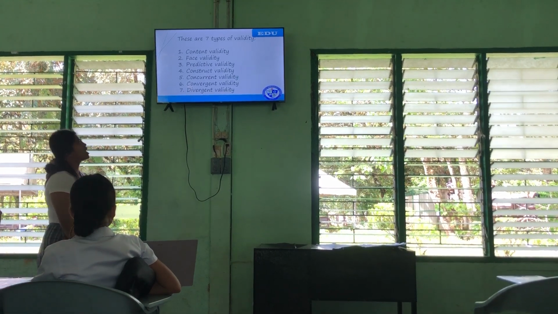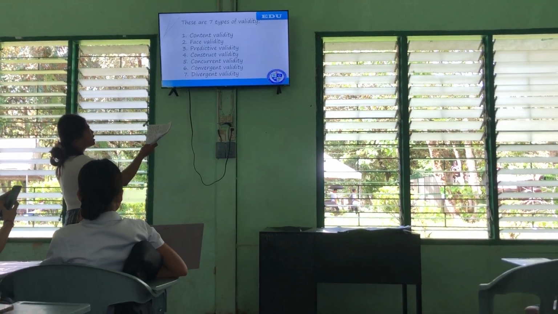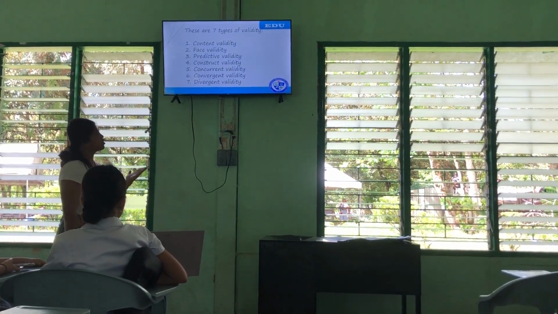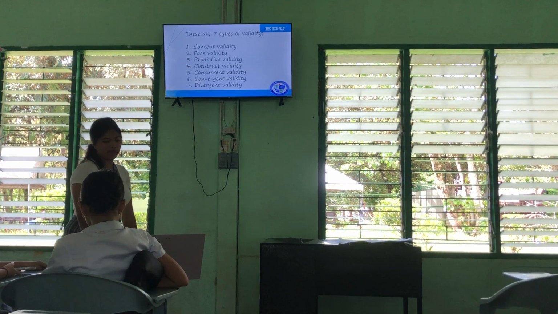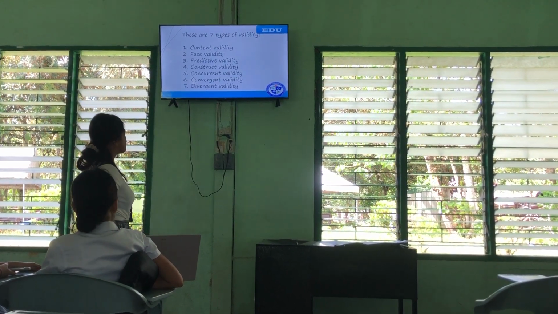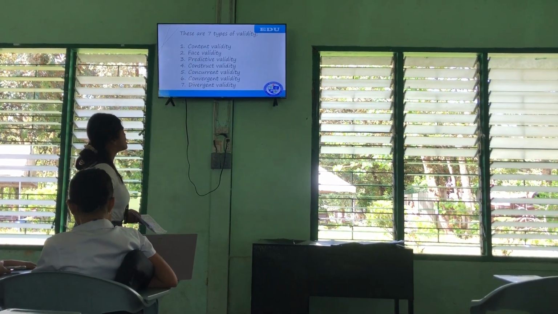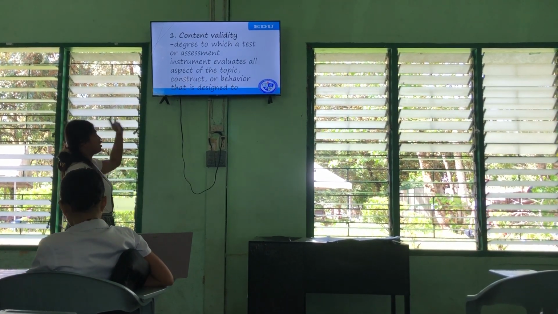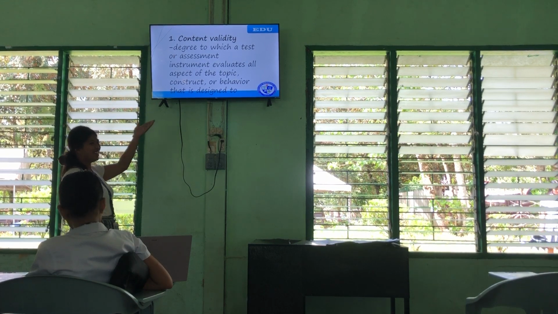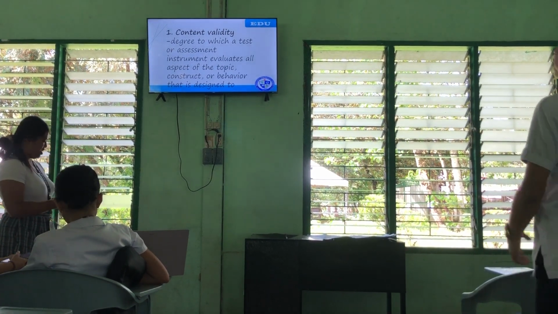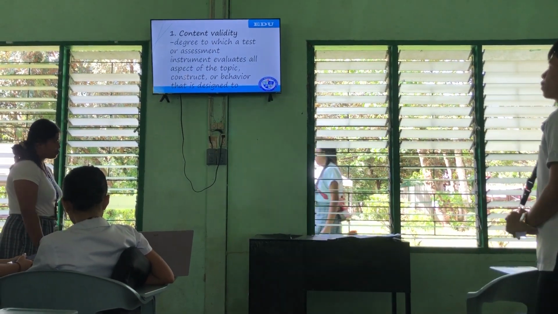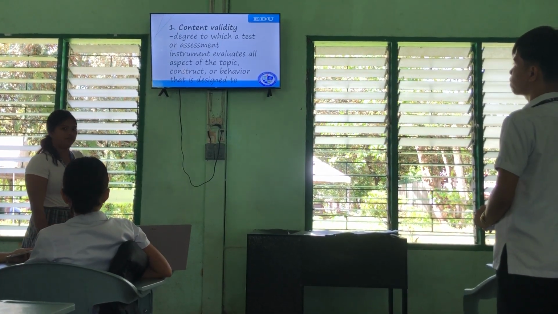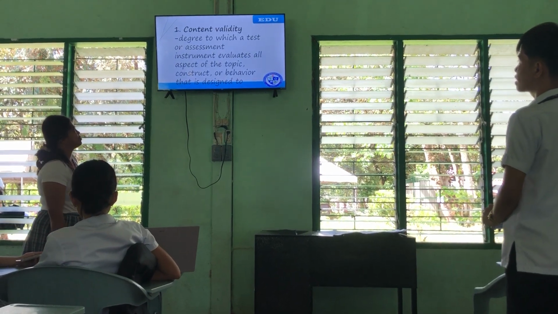So there are 7 types of validity: content validity, face validity, predictive validity, construct validity, concurrent validity, convergent validity, and divergent validity. Let us first discuss the content validity. Mr. Juarez, can you please read? Content validity. Degree to which a test or assessment instrument evaluates all aspects of the topic, construct or behavior that it is designed to measure.